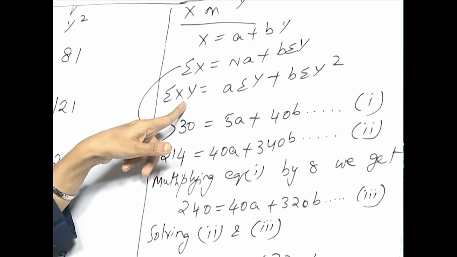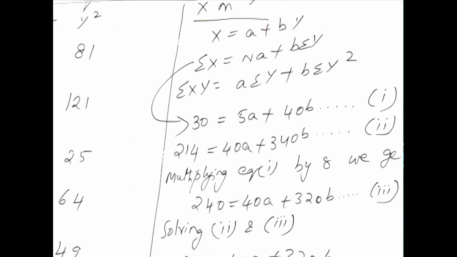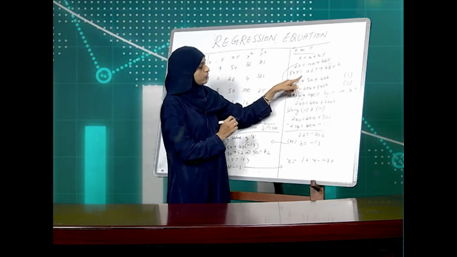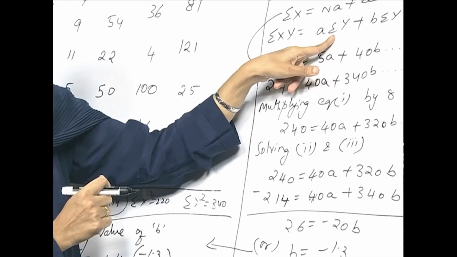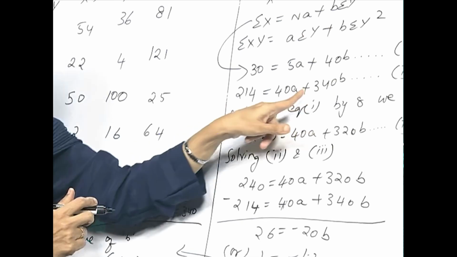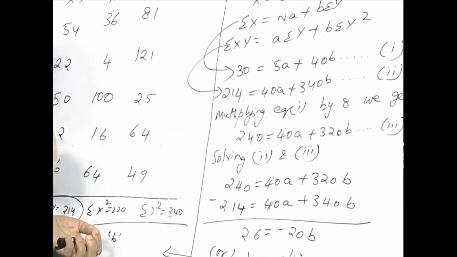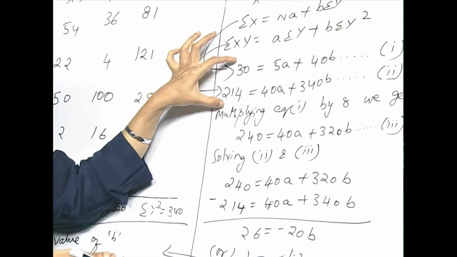So, summation of the product of x and y, which we worked out here, we got this as 214. So here 214, and summation of only y was 40 and y square was 340. A and b is what we are trying to find out. So this second equation gives us these values. Now we have to solve these two equations.